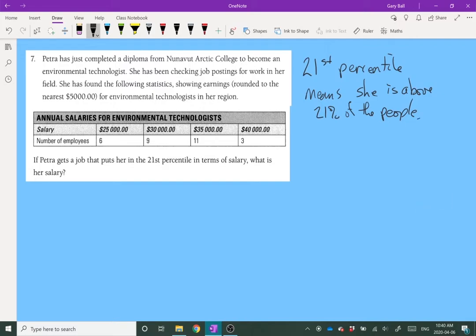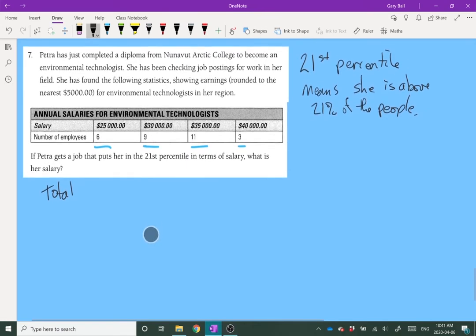Okay, and we're going to use that to figure out where she fits in this rank. I mean, only 21% of the people are below her, so she should be closer to the lower end. Let's figure out exactly where it fits. Your first step is to add all of these numbers together. When we figure out a total number of people, we get 29.